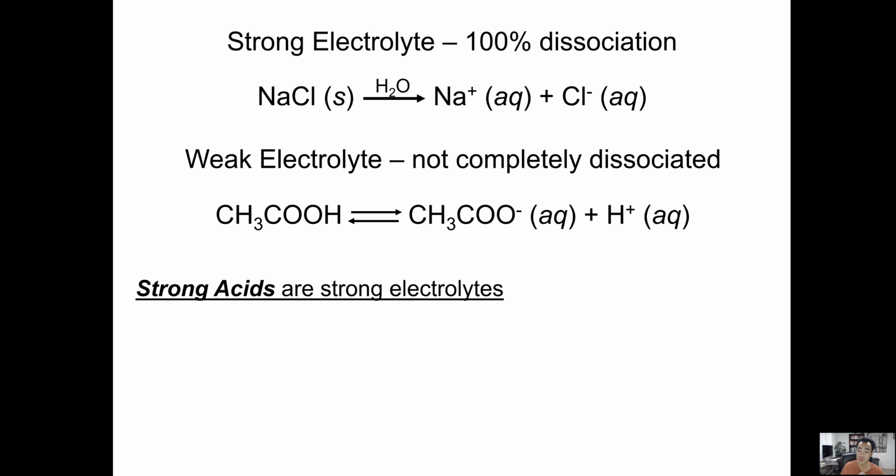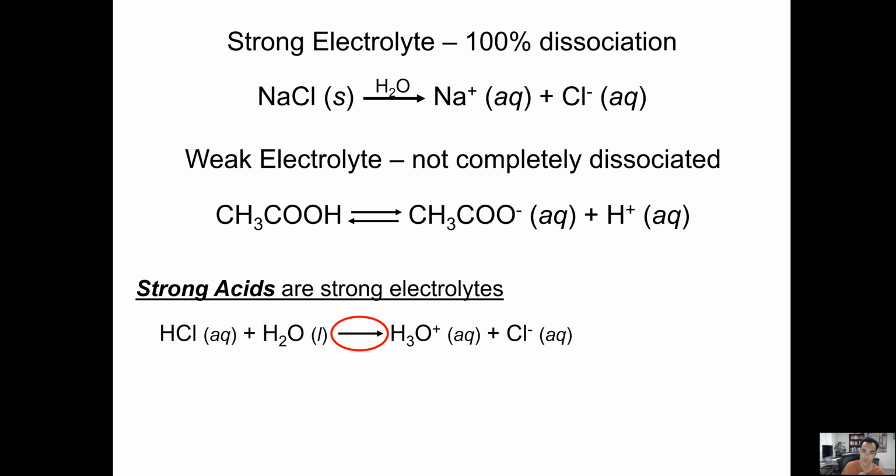Strong acids are strong electrolytes, because they dissociate 100%. The example here is hydrochloric acid. Hydrochloric acid creates hydronium and Cl- in an aqueous solution, and because of that, you create ions that allow electrical current to go through. This is a single forward reaction because you don't reverse this one, unlike acetic acid. The reason is, again, that strong acids dissociate about 100% of the time.